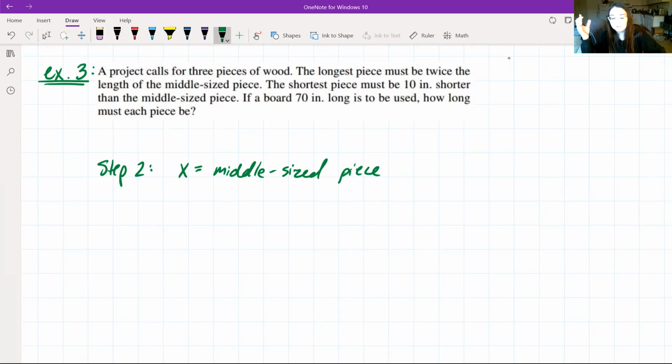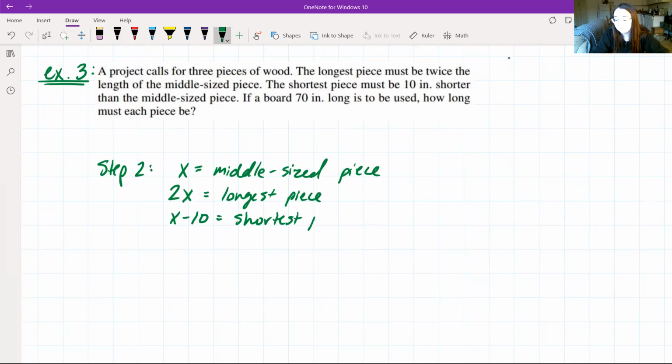So we know that our longest piece is twice the length of the middle-sized piece. So 2 times X is going to be our longest piece. Then our shortest piece is 10 inches shorter, 10 smaller. So we can represent this as X minus 10 because it was 10 inches shorter than the middle-sized piece. So this here is our shortest piece. So now we've assigned variables, expressions, to each one of our unknowns.